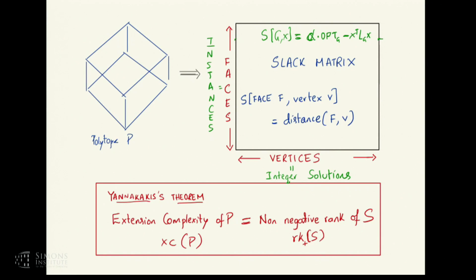Okay, actually I went a little bit ahead of myself. Now that you have this idea that the rows are instances and the columns are integer solutions, any column of the matrix is just a function on solutions, a real valued function on solutions. Clearly, just because it's a column vector, it's a vector with that many entries. So it's a non-negative function on solutions.